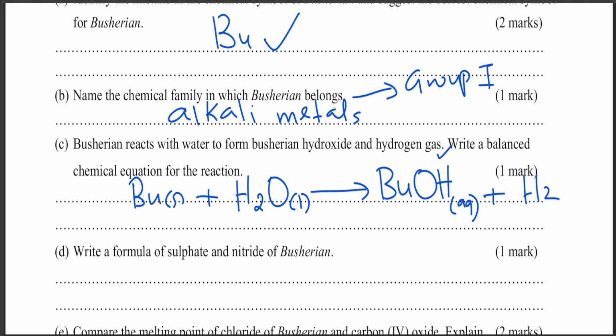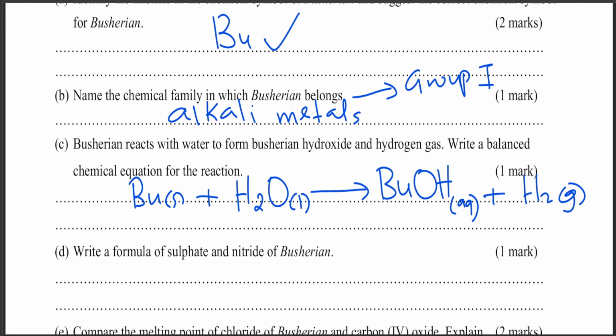Again, if you look at this, we have 3 hydrogen. We have 1 Busherian, 1 oxygen on the product side. We have 1 Busherian, 2 hydrogen, 1 oxygen on the reactant side. So let's balance it.